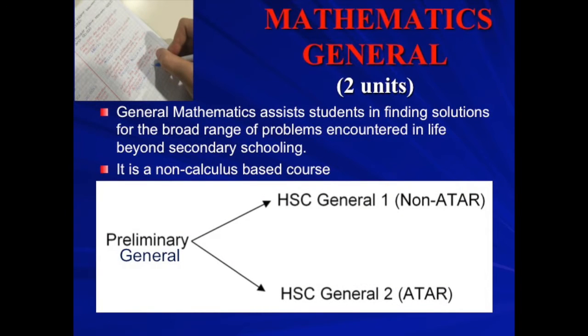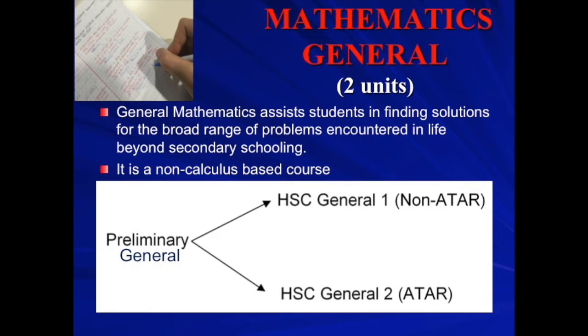Let's start with the lowest level of mathematics that you can study for the HSC, and this is Mathematics General. Now, Mathematics General is a 2-unit course, and in this course you will be finding solutions to a broad range of problems that you would encounter in real life. It is a non-calculus based course, and I will talk to you about this in more detail later. Now, in year 11, if you choose to study Mathematics General, you need to do the preliminary course, and everybody does the same preliminary course.